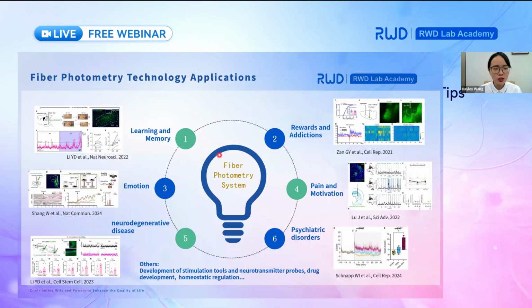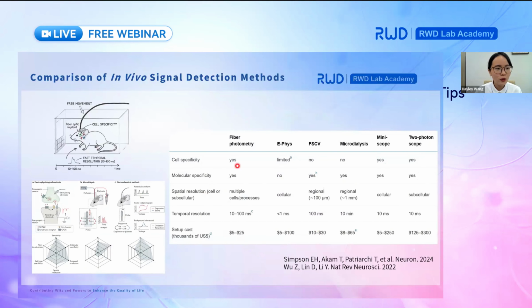At present, fiber photometry is widely used in many research areas, including learning and memory, reward and addiction, emotion, and pain and motivation, and so on. Fiber photometry also has many practical advantages over other methods for in vivo monitoring of neural signals in animals. For example, compared with electrophysiology, fiber photometry provides better cellular and molecular specificity. And compared with FSCV, fiber photometry can offer higher sensitivity and more specific detection in some applications.